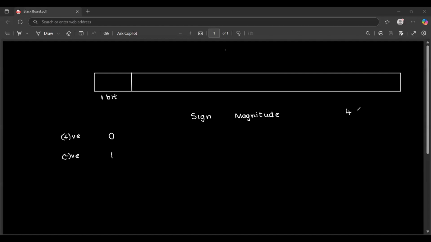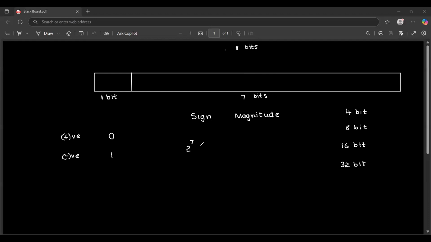Sign magnitude representation has different methods. We have 4-bit, 8-bit, 16-bit, even 32-bit sign magnitude representation. There are many, but what we are going to focus on here is the 8-bit one. The other 7 bits are allocated to represent the magnitude of the given decimal number. Since we have 7 bits, we can represent 2 to the power 7 numbers.